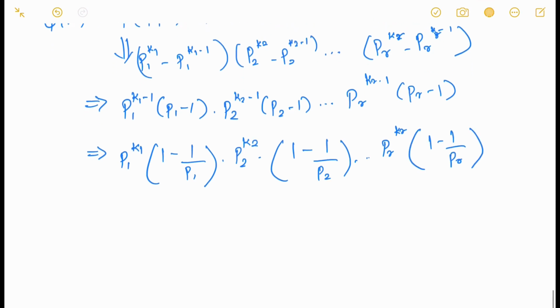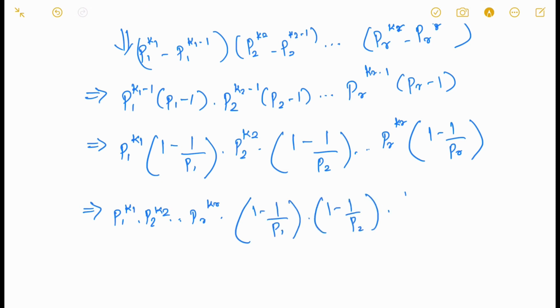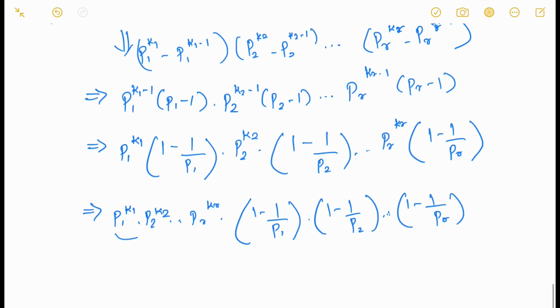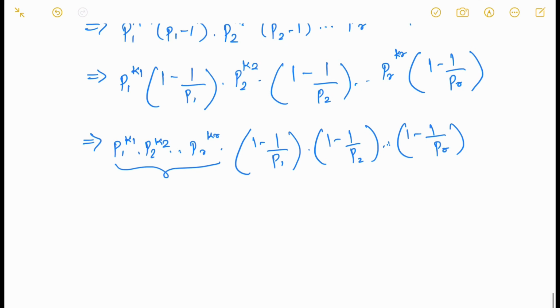So if we group all the prime powers and all the reciprocals, it can be rewritten as p1 raised to k1 into p2 raised to k2 up to pr raised to kr, similarly 1 minus 1 upon p1 into 1 minus 1 upon p2 up to 1 minus 1 upon pr. The first part of the multiplication is nothing but the expansion of n using the fundamental theorem of arithmetic. So I can simply rewrite it as n into 1 minus 1 upon p1 into 1 minus 1 upon p2 up to 1 minus 1 upon pr.